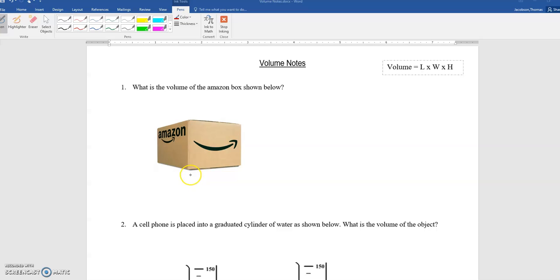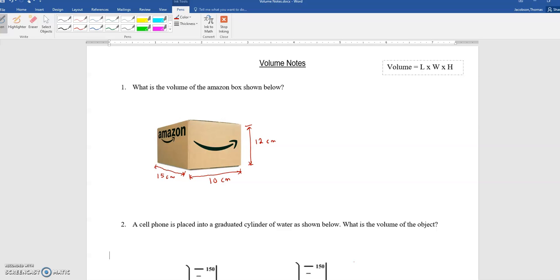So let's say I have this Amazon box here, and I want to know the volume of it. I would measure from there to there with a ruler, and let's say that is 10 centimeters. I would then measure the height, so from there to there, and let's say that's about 12 centimeters. And I would measure the third dimension, which is the distance from the back to the front, so from there to there. And let's say that's 15 centimeters.